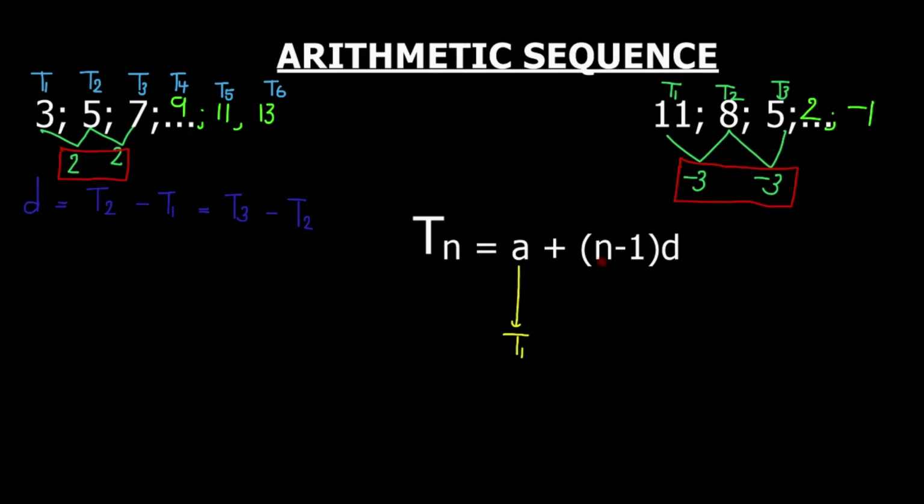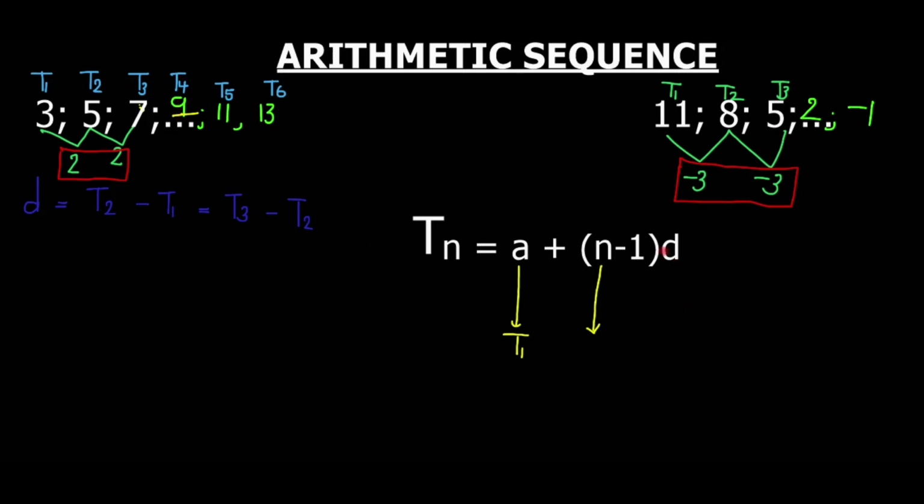And then n gives the number of terms. N is the position. So if the question asks you to find term number 100, this means n will be 100 because the position is 100. This is term number 2, this is term number 3, and this is term number 4. If the question asks you to find term number 4, this means n will be 4, and it will give 9 because term number 4 is 9.